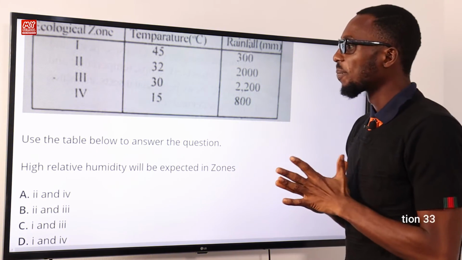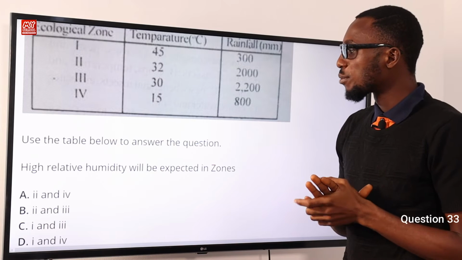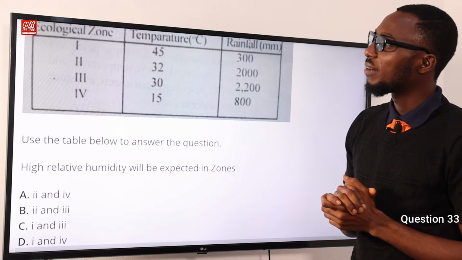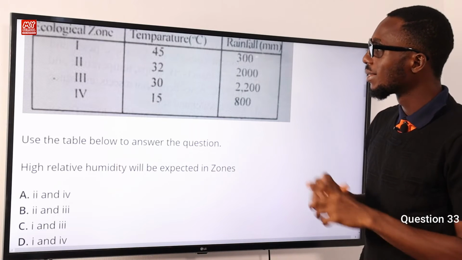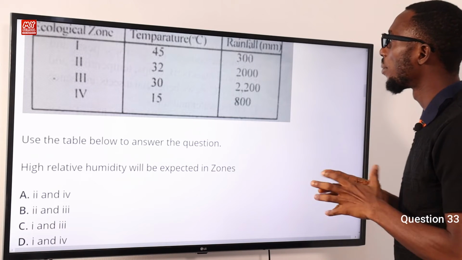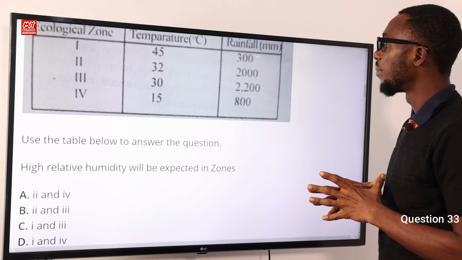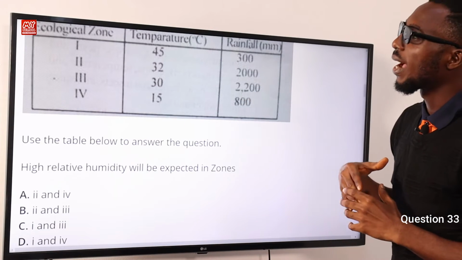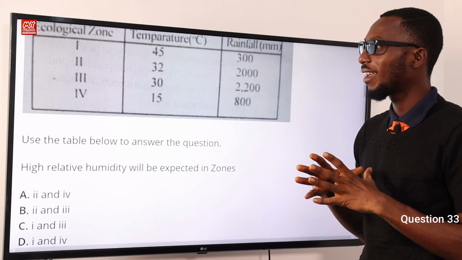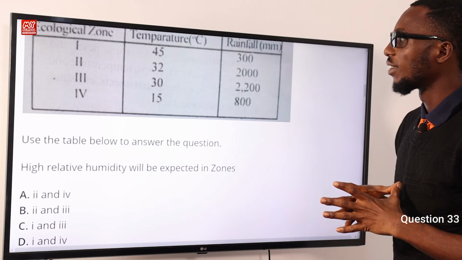Question 33. Use the table below to answer the question. So we have the table, we have ecological zone, we have temperature measured in degrees Celsius, then we have rainfall in millimeters. So we have the ecological zones I and IV.